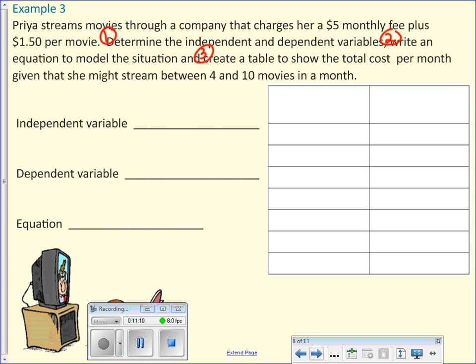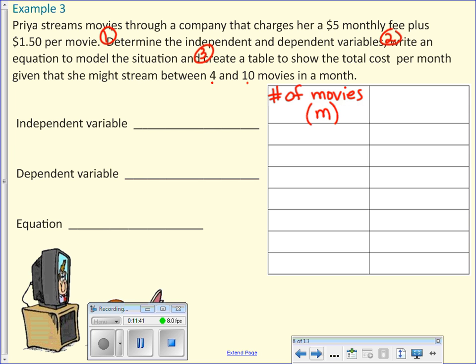Now we only want to stream between 4 and 10 movies in a month. So we have to be careful. So what are my 2 quantities? Am I counting the number of Priyas? Am I counting the number of months? Number of movies? What am I counting here? So the number of movies, which is M.